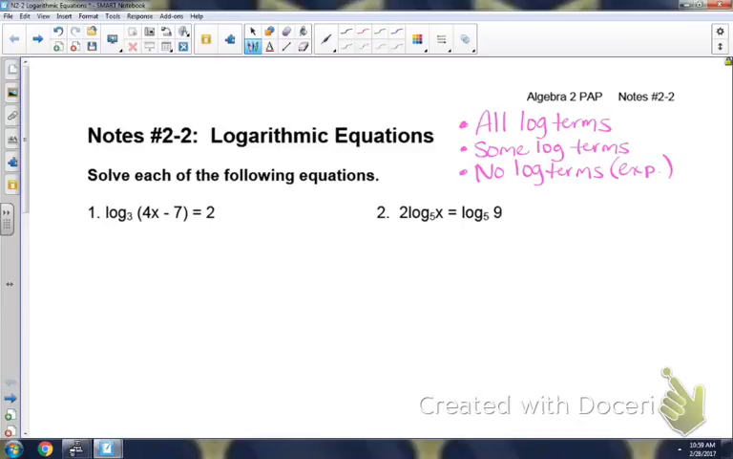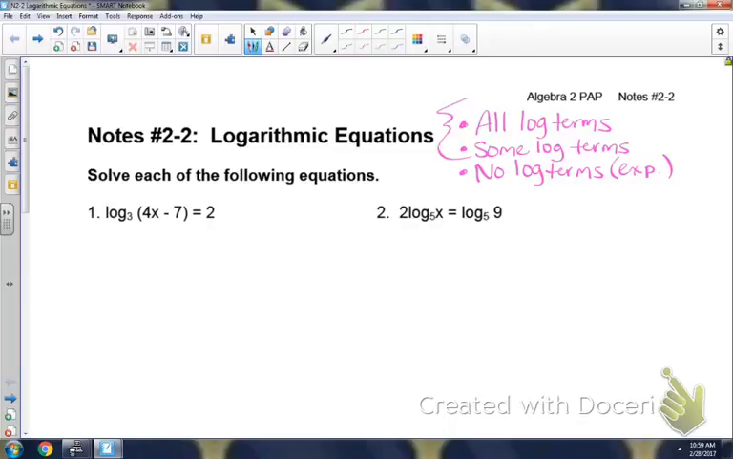Now, first thing you need to do on these equations is figure out, do you have all, do you have some, or do you have none? Okay, so that way you know exactly what you need to do. Today, we're only going to be looking at all or some. What I mean by all or some: all means every single term has a log with it. Some, only one or more have a log, but the others do not. Okay, so we're solving each of the following equations.